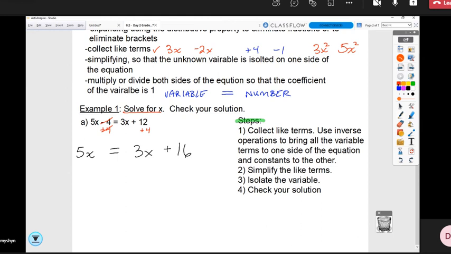3x is on the number side. How do we get rid of a positive 3x? How do we get rid of that? We want it gone. It's not allowed on the right side, so we have to get rid of it.